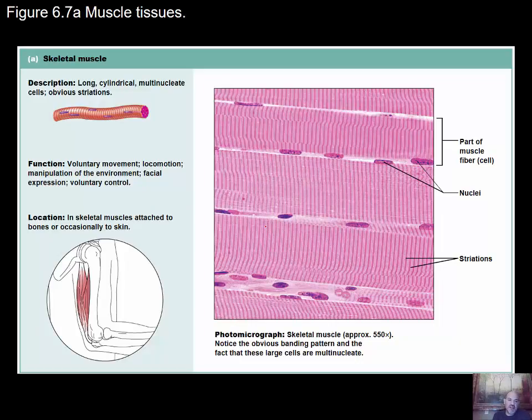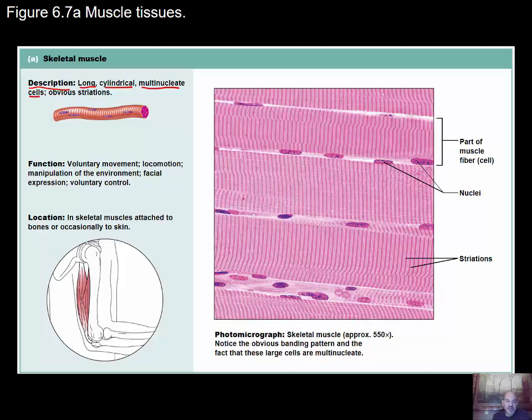So let's take a look at skeletal muscle. Skeletal muscle is made of tissue. Skeletal muscle tissue is made of these cells that are capable of contracting. We call them muscle fibers. And the description of a muscle fiber is going to be long, cylindrical, multinucleate.